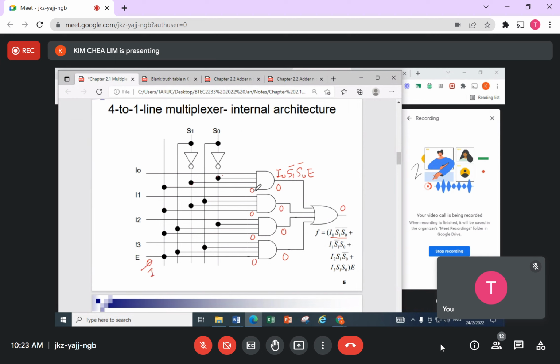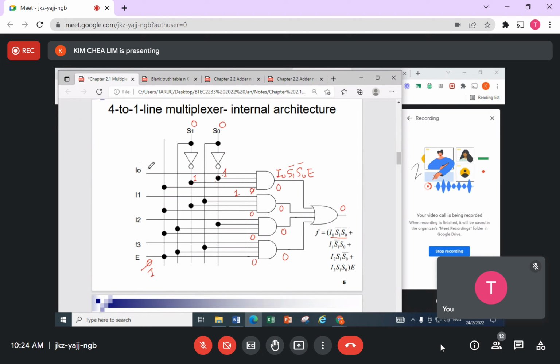Then with this 1 here, I just need to check these 3 inputs. Is my selector correct? Let's say I put the selector at 0, 0. Go through this inverter, become 1. Then all of these enables are 1. These two are also 1. What is the output here? It depends on my I0.